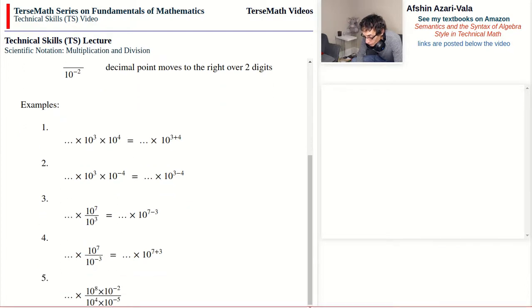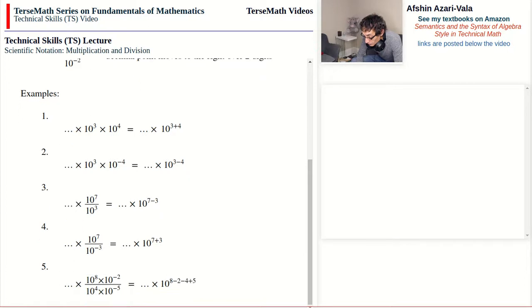Here's number 5, where we have all kinds of stuff. So now we have 10 to the power of 8, a positive exponent on top, a negative exponent on top, a positive exponent down here, and a negative exponent here. And for this we get 10 to the power of: decimal point moves forward over 8, back over 2, back over 4, and forward over 5. So again, the 8 and the negative 2, which are on top, kept their signs. 4 and negative 5, which are down here, switched signs. Now 8 minus 2 is 6, minus 4, 2, plus 5, 7. So in effect, we end up moving the decimal point forward over 7 digits.